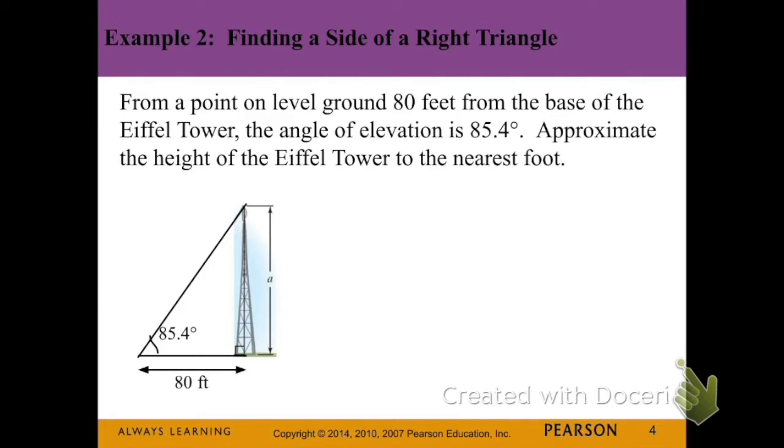Since I want to know the side opposite my angle, 85.4 degrees, and I already know the side that's adjacent to that angle, I'm going to use tangent. So we have tangent of our angle equals opposite, which is side A, over adjacent, which is 80 feet. In order to solve for this, I'm going to multiply my 80 to the other side, plug it in my calculator, and I get 994 feet.